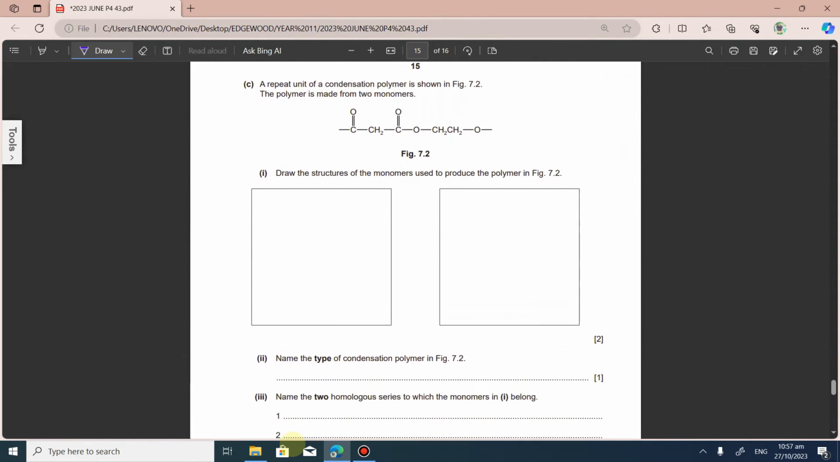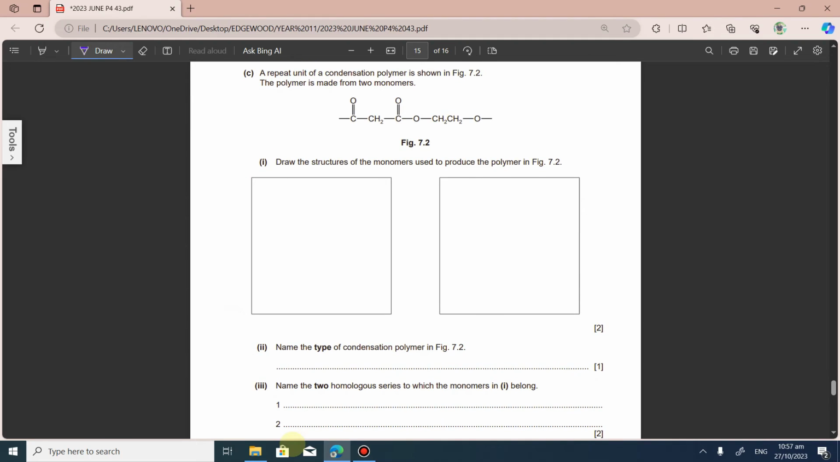Now, moving forward, a repeat unit of a condensation polymer is shown in figure 7.2. Now, the polymer is made from 2 monomers. Okay, so of course, condensation polymers form a compound and they liberate something. All right, so in this case, we have two monomers that have combined, and we're expected to draw the structures of the two monomers that was used to produce this. Now, how do we know the two monomers that came in together? We have to look at the polymer that was formed.